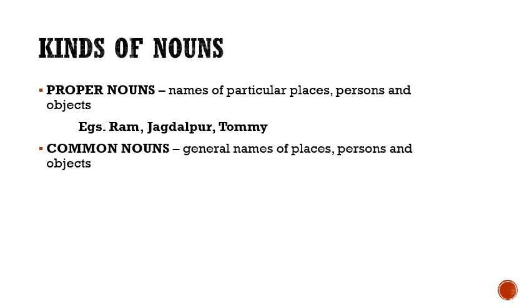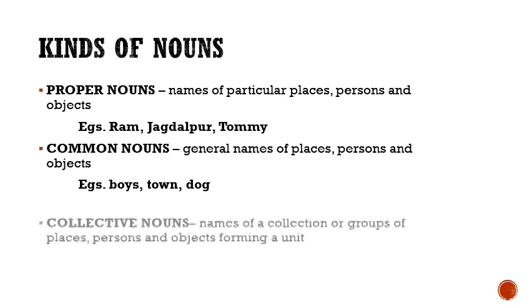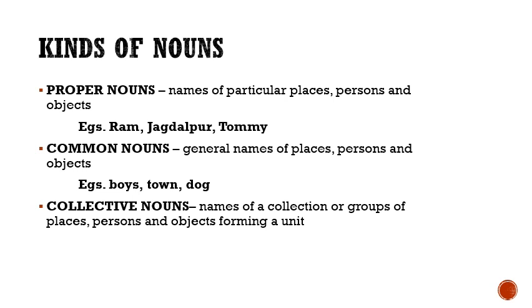Next, common nouns. These are general names of places, persons and objects. Examples: boys. So, there are many boys in general. Town. There are many towns in general. And dog.